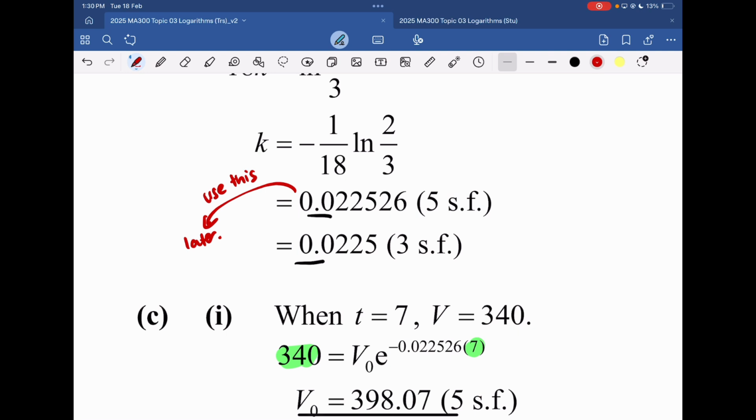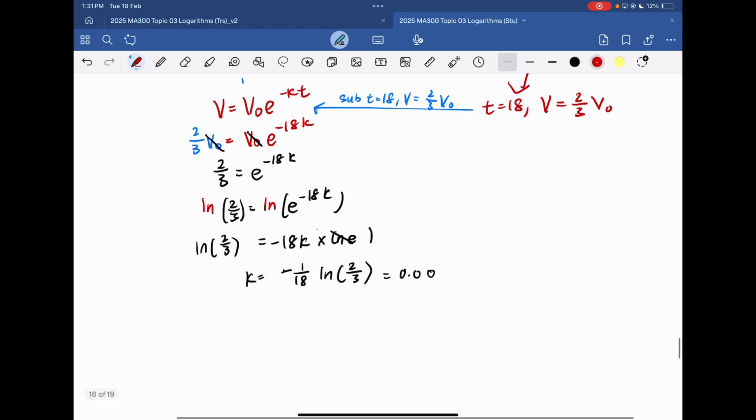By the power law, you can bring the negative 18k forward. Then ln E is just 1. Negative 1.